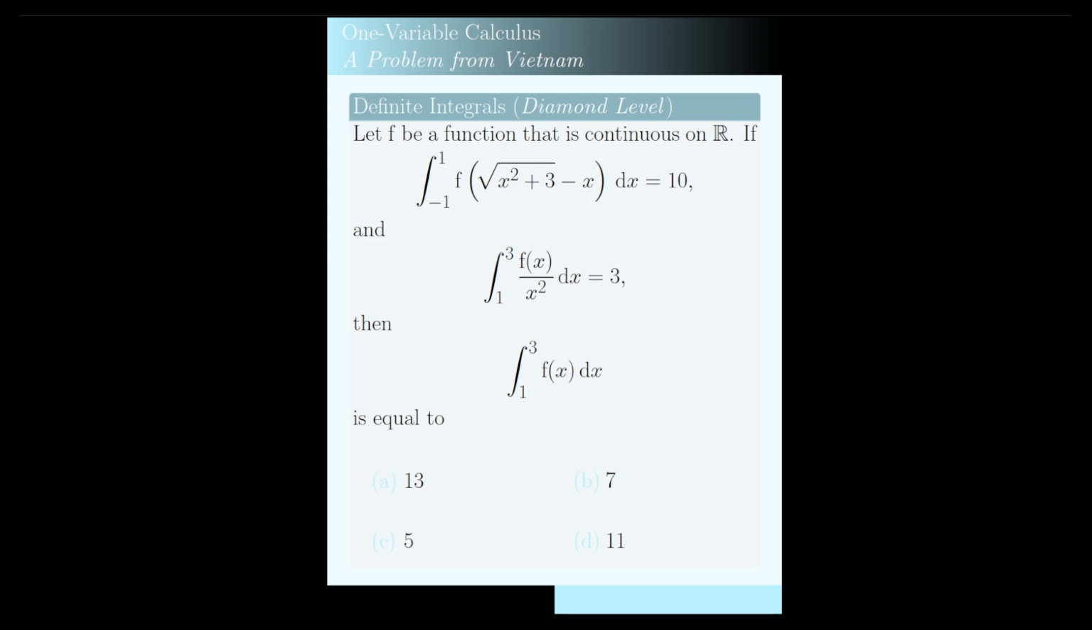Let f be a function that is continuous on R. If the integral from -1 to 1 of f of the square root of x squared plus 3 minus x dx equals 10, and if the integral from 1 to 3 of f of x over x squared dx equals 3, then the integral from 1 to 3 of f of x dx is equal to.